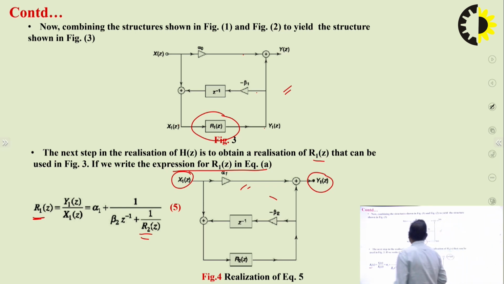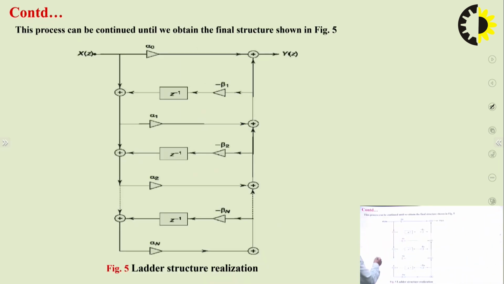Once we cover all the coefficients, the final structure will be obtained after this process is continued. So this is the final structure. You can see first the alpha naught term will be there, then the minus beta 1 term will be there in the feedback path, then alpha 1, then minus beta 2, then alpha 2, minus beta n, like this. These are the dotted lines. So this structure will be continued and ends at alpha n. So this is the complete generalized structure, and this is the ladder structure.